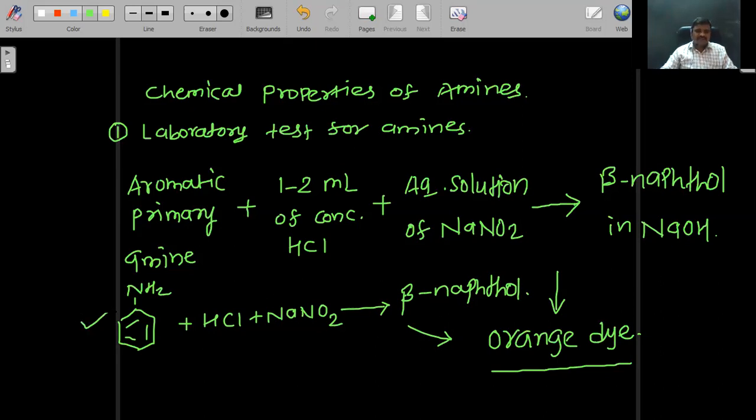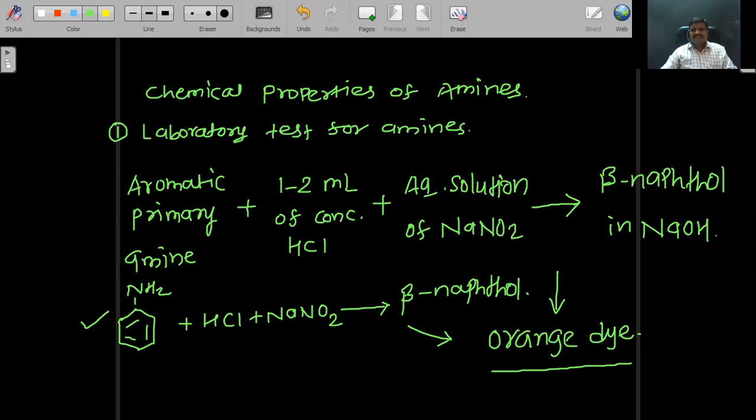Actually, this reaction is in our syllabus, but for this reaction we have to wait for our next lecture, because this reaction is included in that lecture.